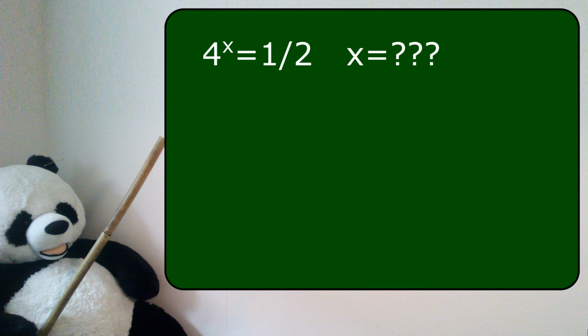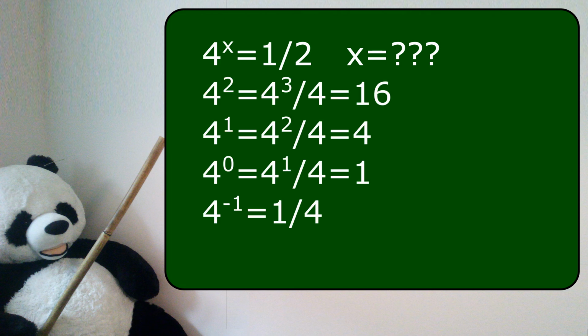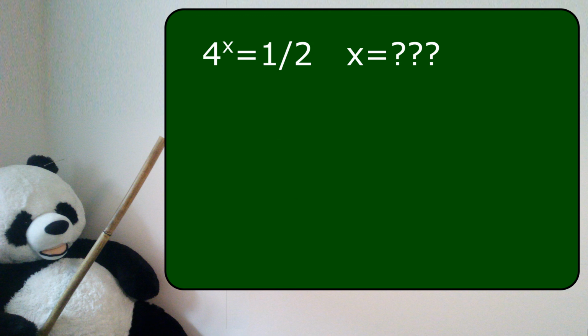I hope the reason that you're getting questions involving exponents is because you've been taught that in class, and hopefully you feel comfortable with what I'm about to say. So 4 to the power of 2 is equal to 4 to the power of 3 divided by 4, and 4 to the power of 1 is equal to 4 to the power of 2 divided by 4. So 4 to the power of 0 is 4 to the power of 1 divided by 4, and therefore 4 to the power of minus 1 is 1 divided by 4, which is one of the parts that we need to figure out what x equals.